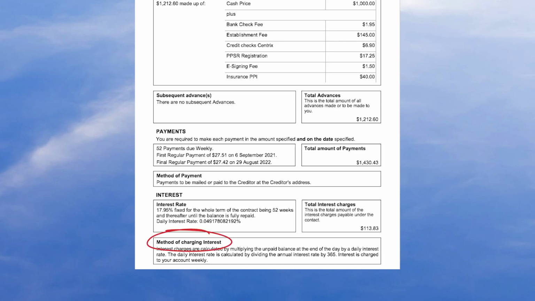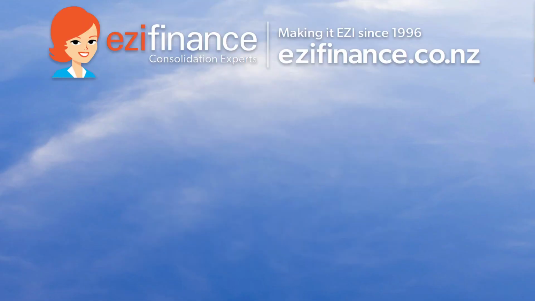Method of charging interest. Interest charges are calculated by multiplying the unpaid balance at the end of the day by a daily interest rate. The daily interest rate is calculated by dividing the annual interest rate by 365 days. Interest is charged to your account on your scheduled repayment dates.